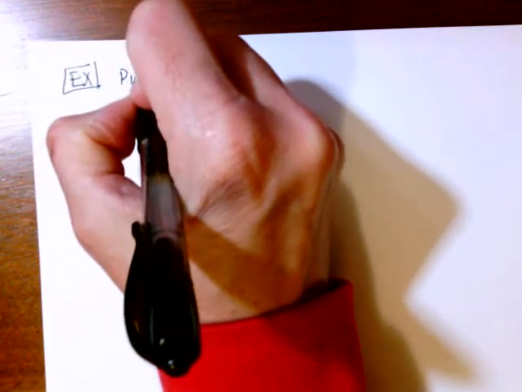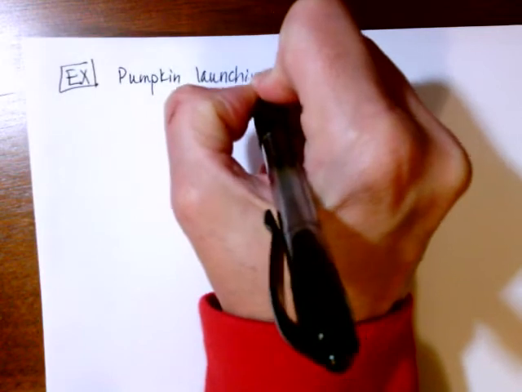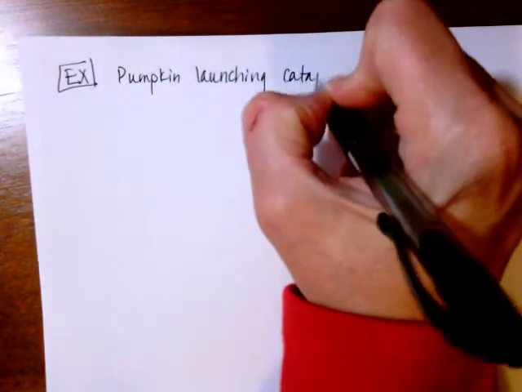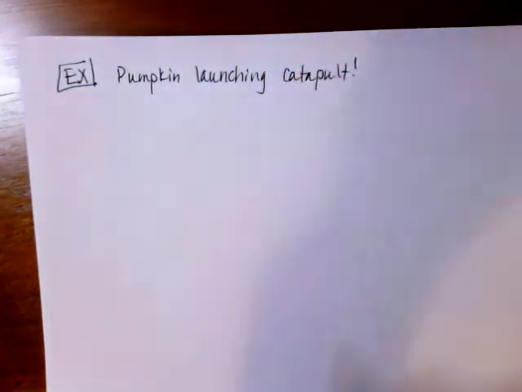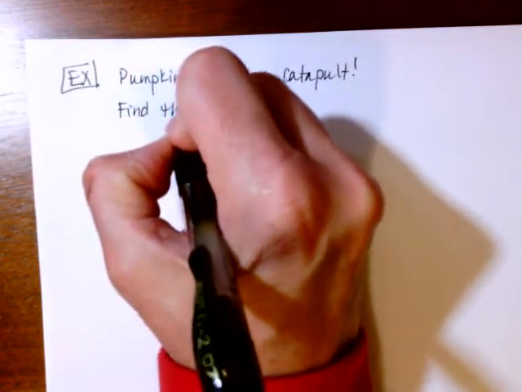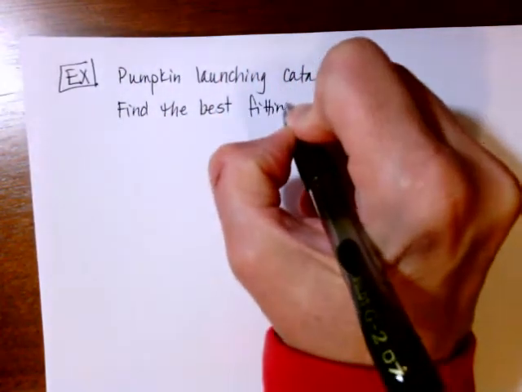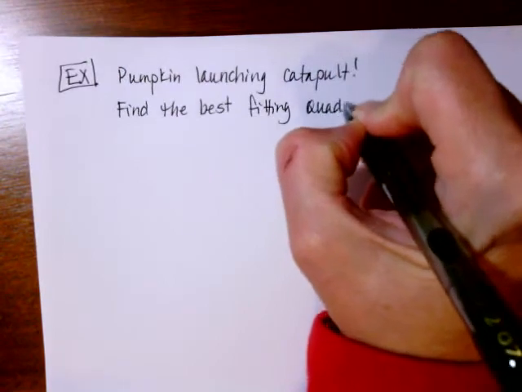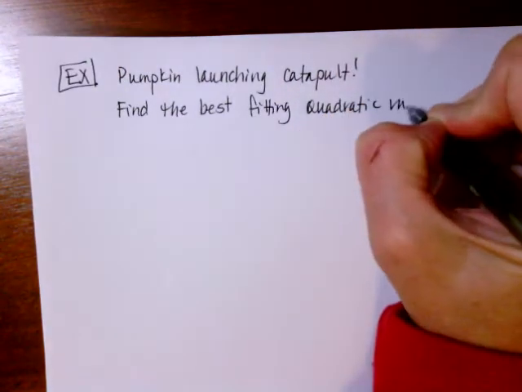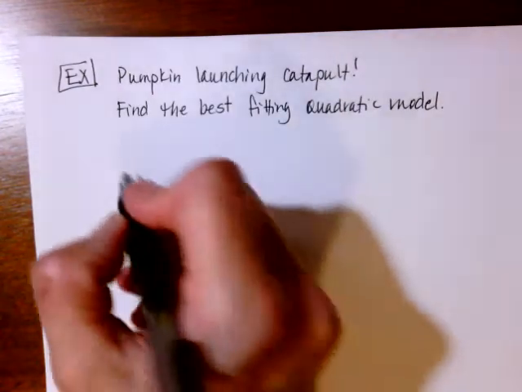We are actually going to have, I think it would be great fun to watch, a pumpkin launching catapult. I think that just sounds like way too much fun. And I want to find the best fitting quadratic model. All right, so that's my task. So then I need to be given a set of data.